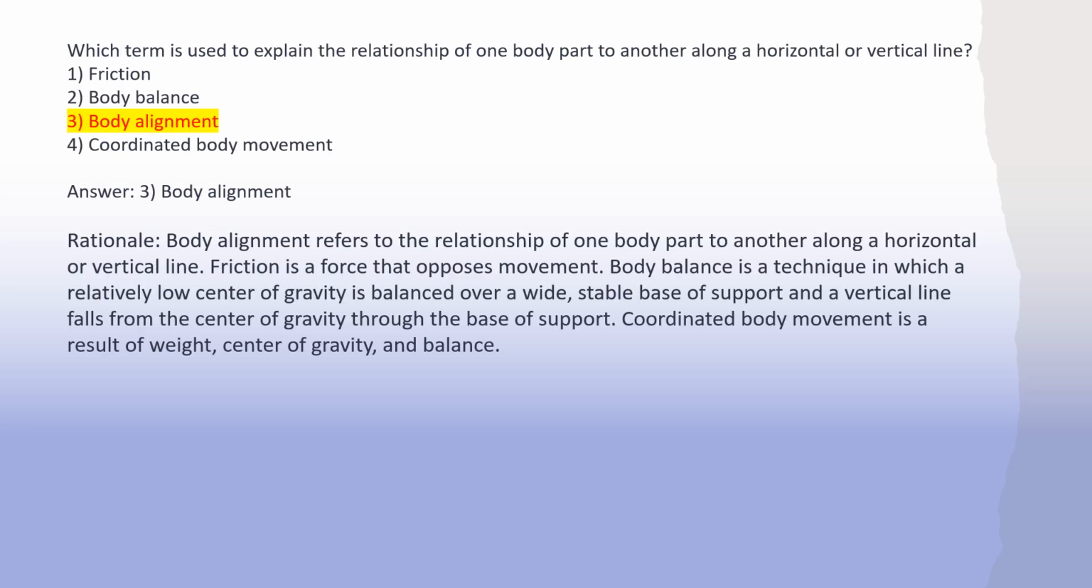Answer 3. Body alignment. Rationale: body alignment refers to the relationship of one body part to another along a horizontal or vertical line. Friction is a force that opposes movement. Body balance is a technique in which a relatively low center of gravity is balanced over a wide, stable base of support, and a vertical line falls from the center of gravity through the base of support. Coordinated body movement is a result of weight, center of gravity, and balance.